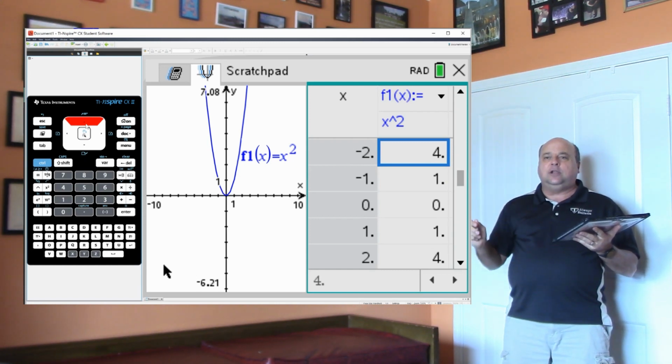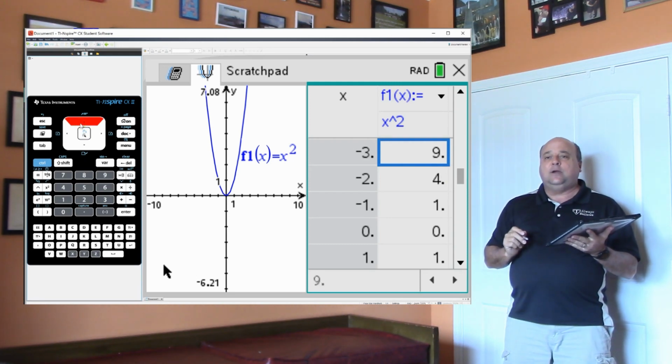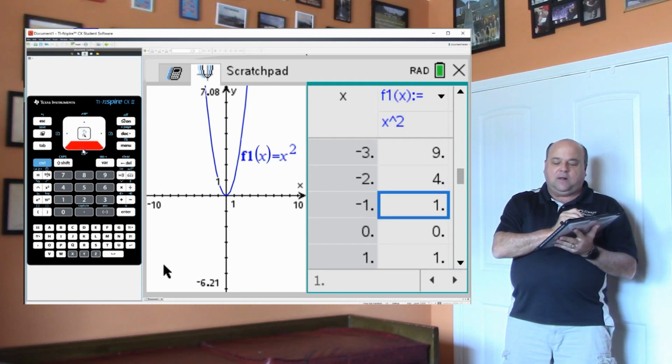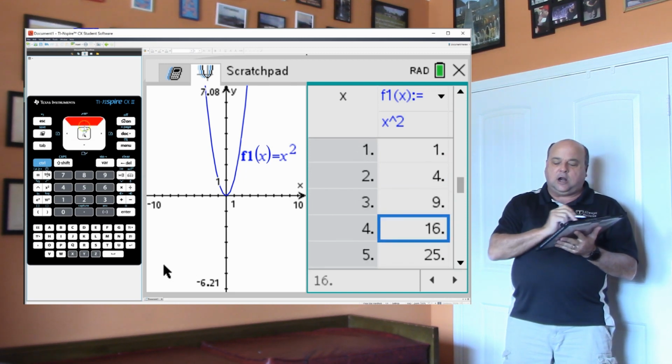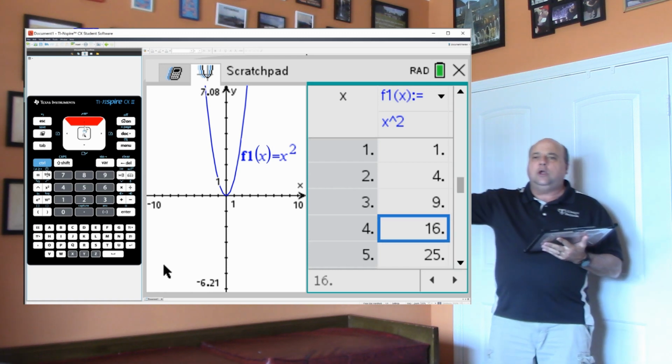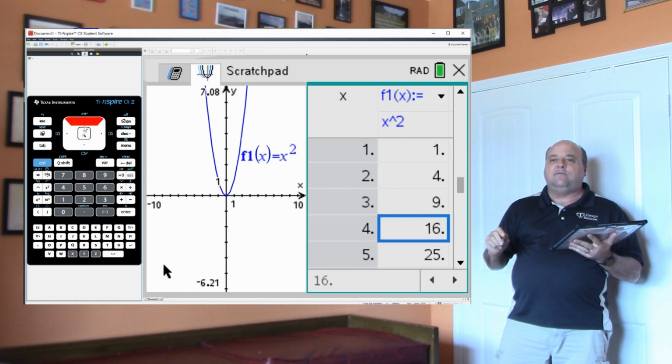But this table right here is really important. And if I were to go up to -3, I would get 9, wouldn't I? Notice the numbers above the table are the same as below. That 0, 0 is the cutoff point. If you look right here, look at the y's in the table. They're 1, 4, 9, 16, 25, aren't they?